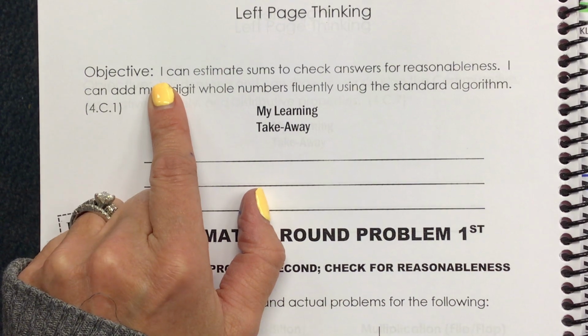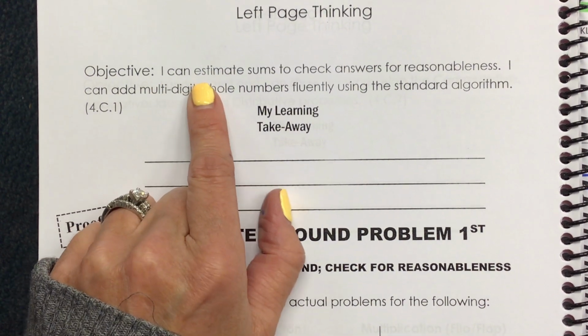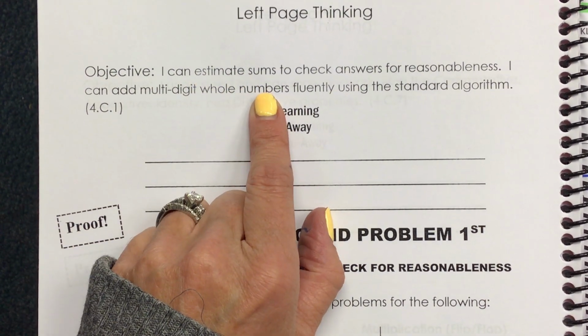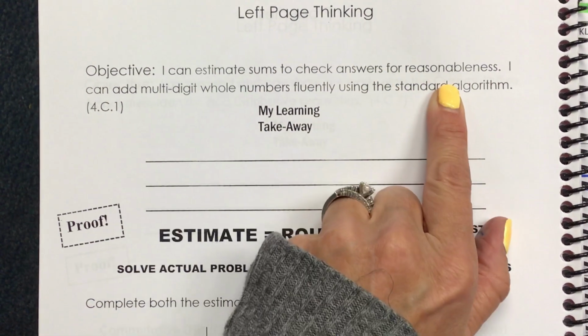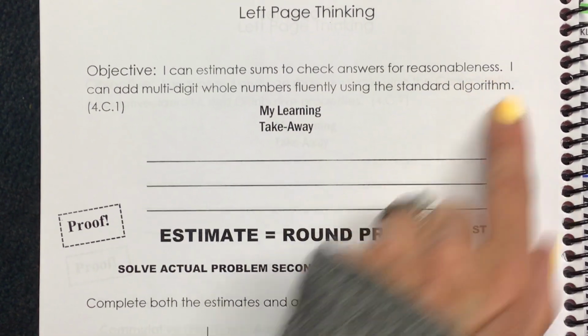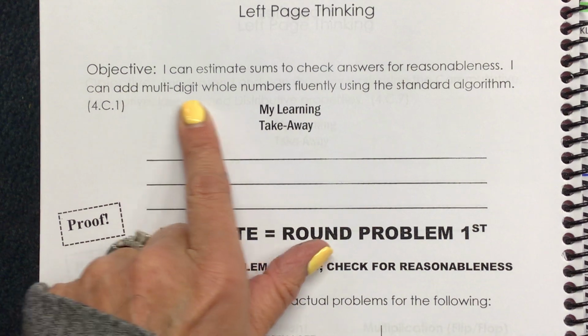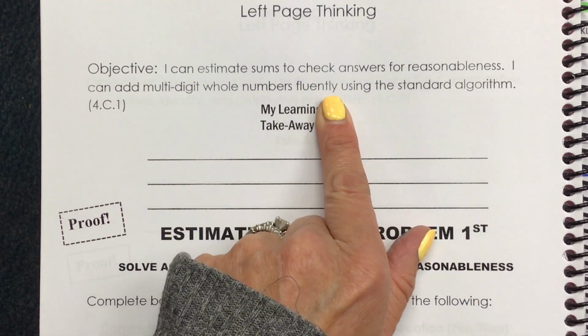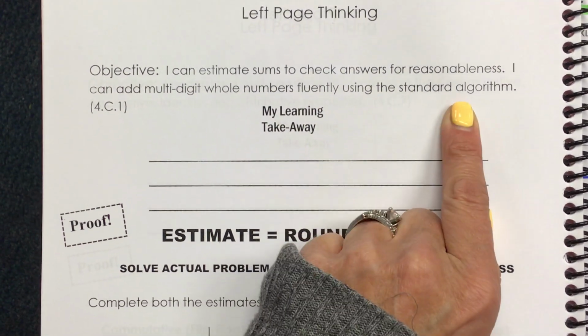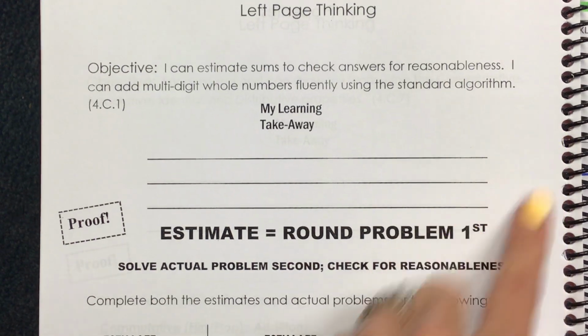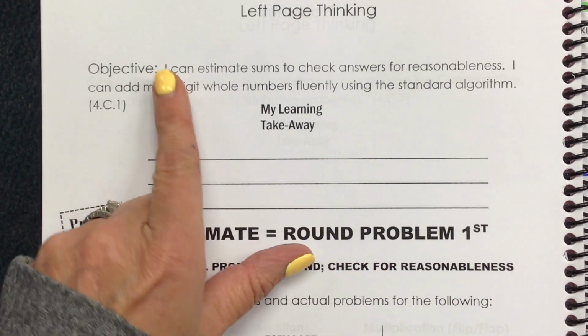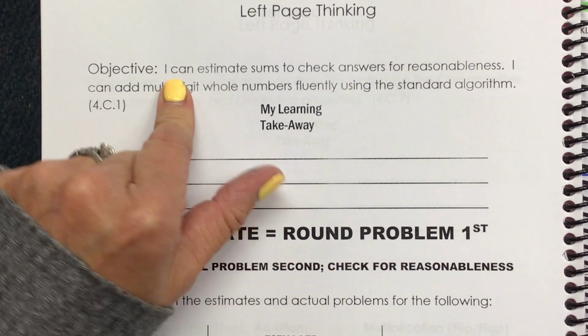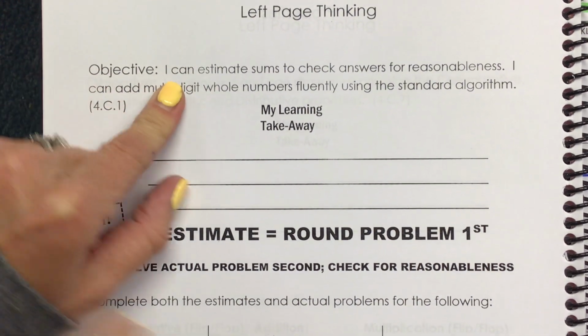Okay, let's read this together. I can estimate sums to check answers for reasonableness. I can add multi-digit whole numbers fluently using the standard algorithm. That was kind of weak, so we're going to read it again. There's a lot of big words in here. I should see everyone's finger moving across the page.